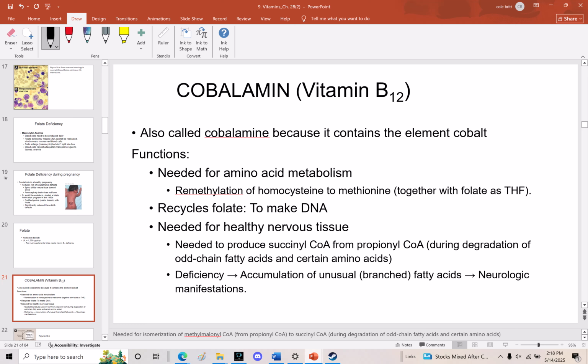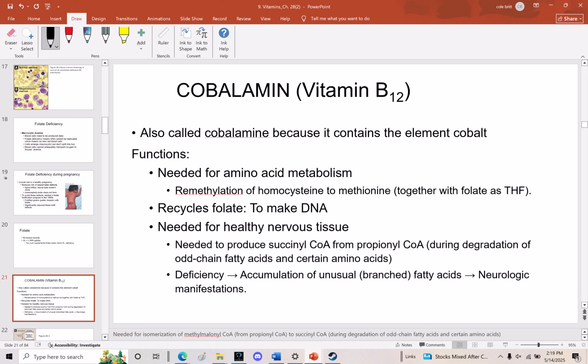Remember propionyl CoA? I don't know if you remember, but during degradation of odd chain fatty acids, it's converted into succinyl-CoA. So B12 allows you to break down these fatty acids. If you can't degrade these fatty acids, then they can accumulate. Accumulation of anything is not good. And so you need it to break down the propionyl-CoA. If you don't do it, you will have accumulation of unusual branched fatty acids, and that's how you get the neurological issues.